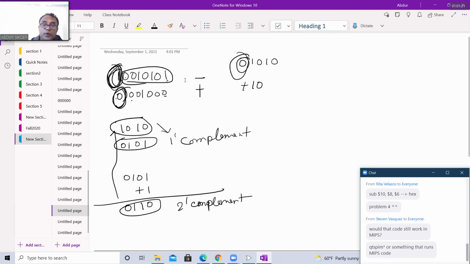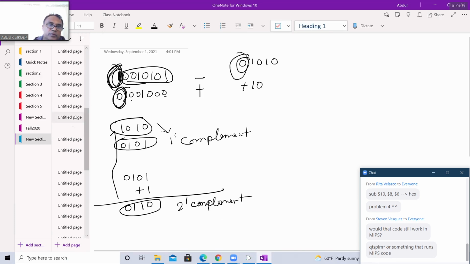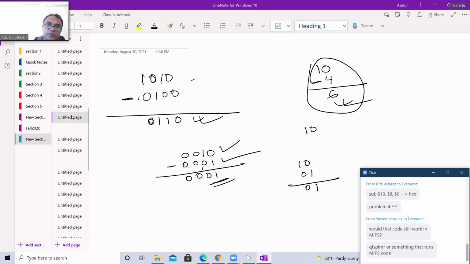We learn about overflow more later. We have the floating point number representation, and we learn a little more about overflow there, the definition and all this. So don't worry too much about those now.